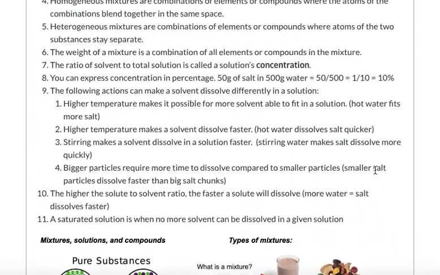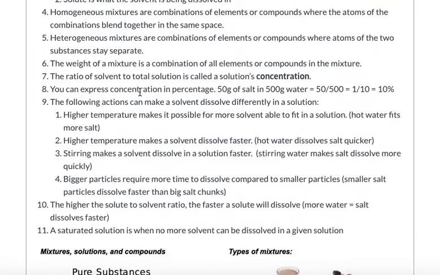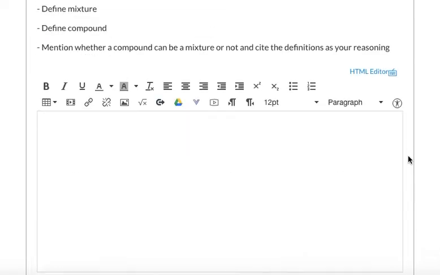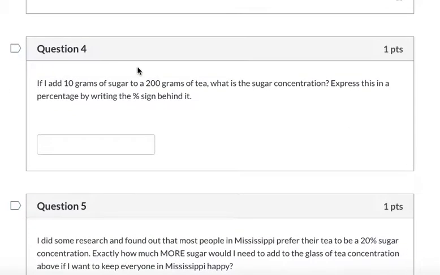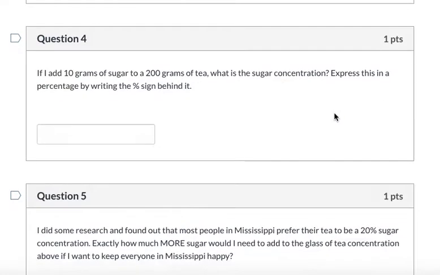We talked about that right here. You can express concentration in percentages. So if there was 50 grams of salt and 500 grams of water, you would do 50 divided by 500, which is equal to 1 divided by 10, which is equal to 10%. So if you have 10 grams of sugar and 200 grams of tea, what is the sugar concentration? Express in a percentage by using the percent sign.